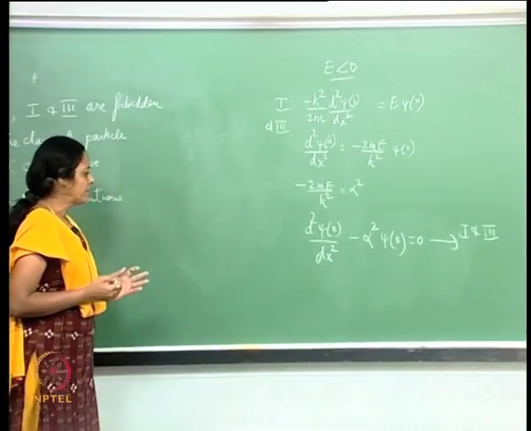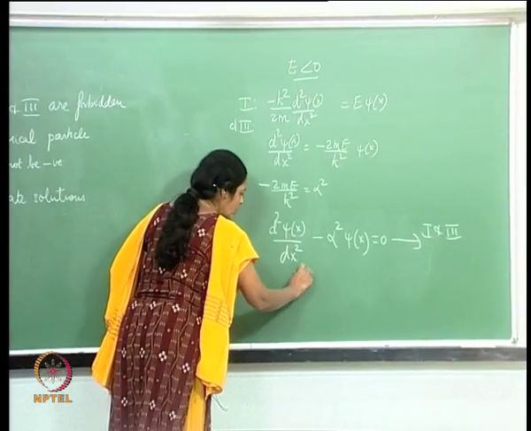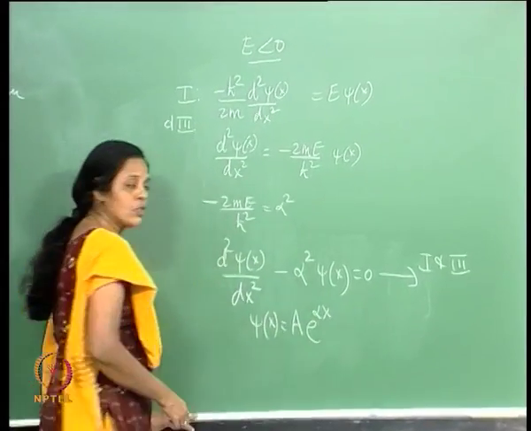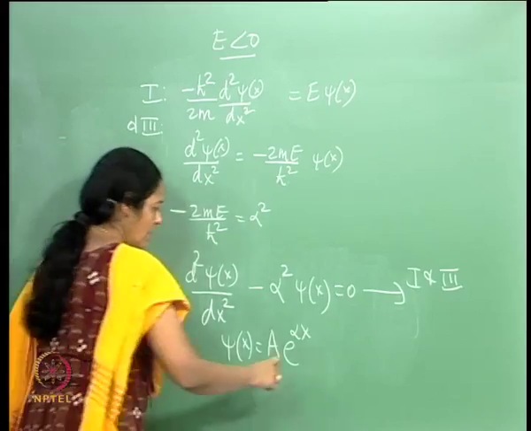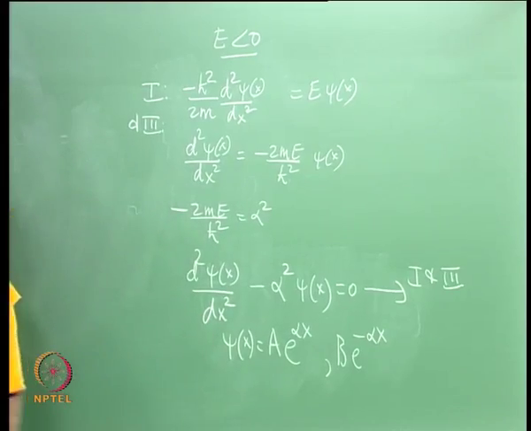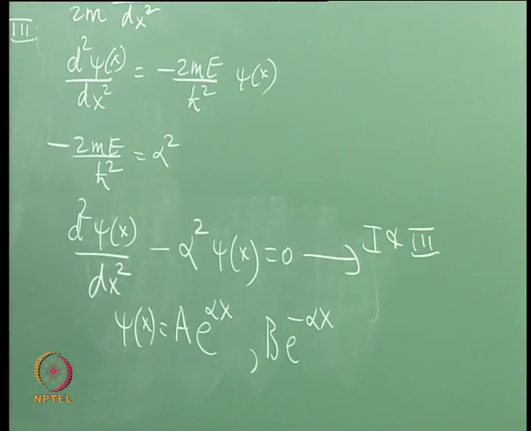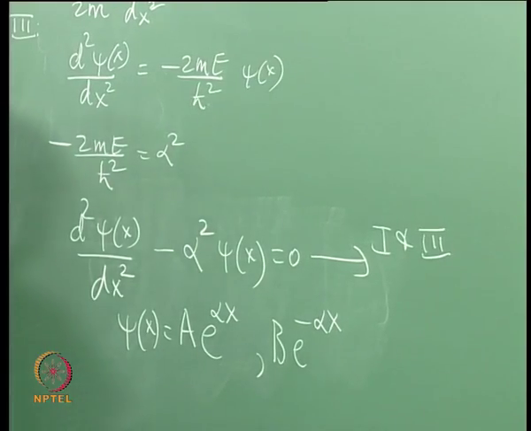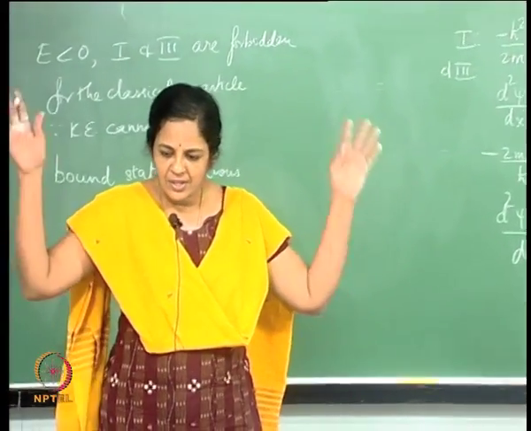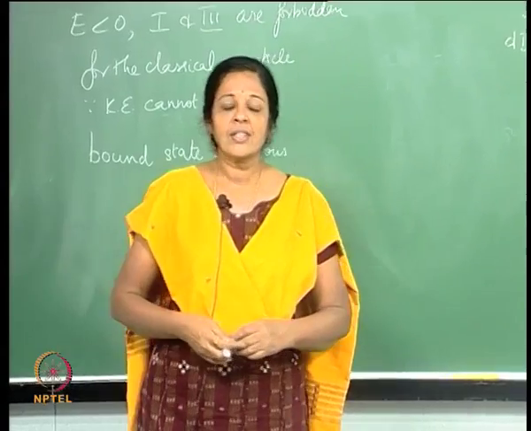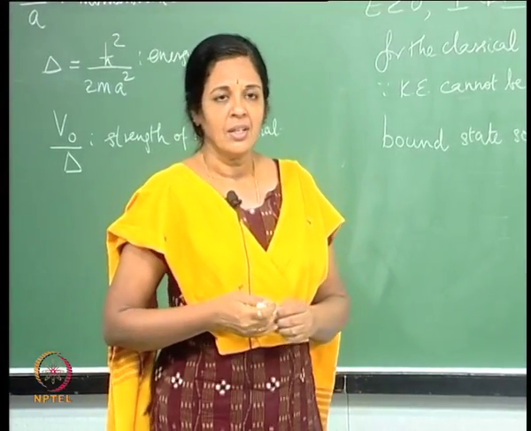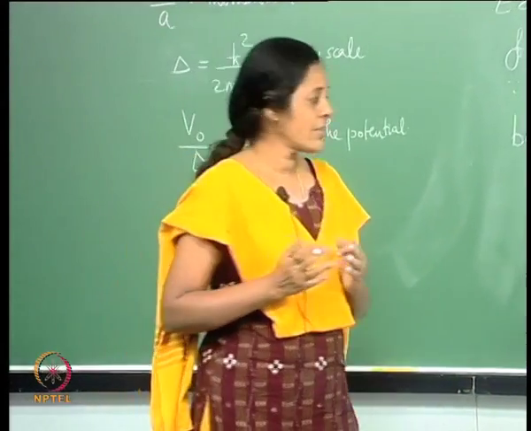The solution is simple. The allowed solutions are ψ(x) is some constant a, e to the alpha x. It's also true that there is another solution, e to the minus alpha x, with some constant b. But then boundary conditions have to be respected. Certainly at space infinity, that's x going to plus infinity or minus infinity, the wave function has to vanish in order to sustain the probabilistic interpretation.